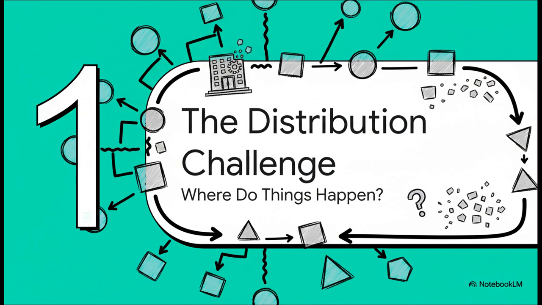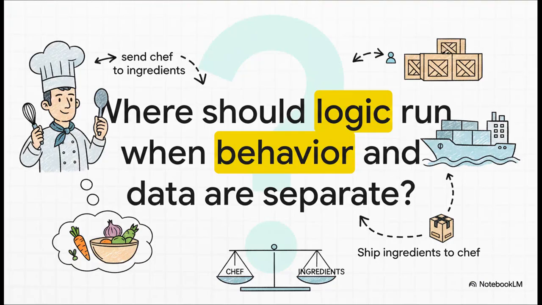Where should the work actually get done? Yeah, it all boils down to this one question. When the chef and the ingredients are in different cities, where does the cooking happen? Do you fly the chef to the ingredients, or do you ship all the ingredients to the chef? Believe it or not, this is the fundamental choice that shapes everything else.